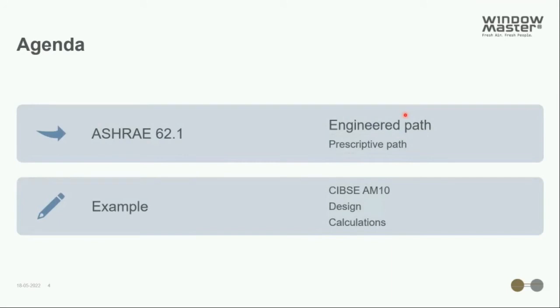Now, a quick overview of the agenda today. The main focus will be the engineered path of ASHRAE 62.1. We will also quickly address the prescriptive path. To show compliance and describe the engineered path, we will use a quick example based on the CIBSE AM10 method, where we will also show both design and calculations.